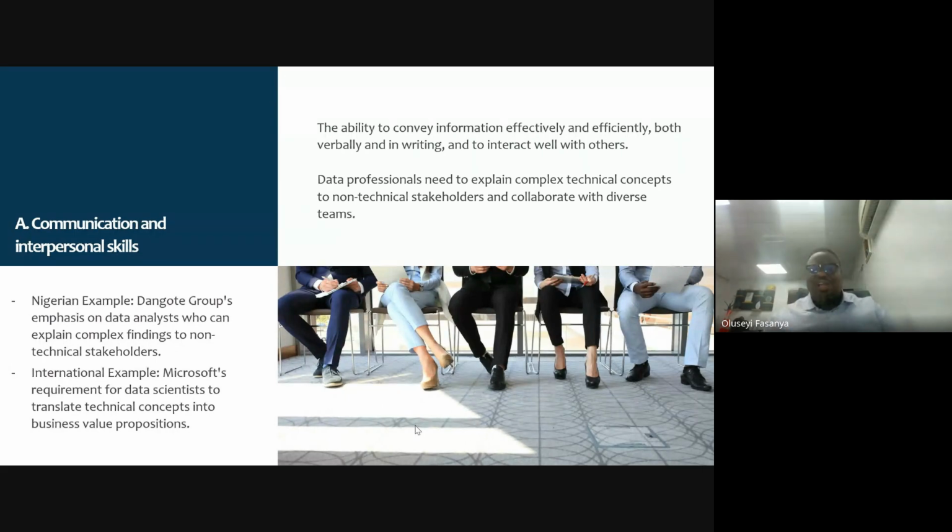So data professionals actually need to explain complex technical concepts to non-technical stakeholders and collaborate with diverse teams. And I have attended quite a number of such presentations where data needs to be explained in a non-technical manner that makes sense to stakeholders or executives like myself, who would then be able to understand the message that is being conveyed. So communication is quite very key. You cannot also overlook, like I said earlier, the importance of interpersonal skills, because eventually you will be working with people. So for Nigeria, Dangote Group emphasizes data analysts who can explain complex findings to non-technical stakeholders, which is one skill they look out for.